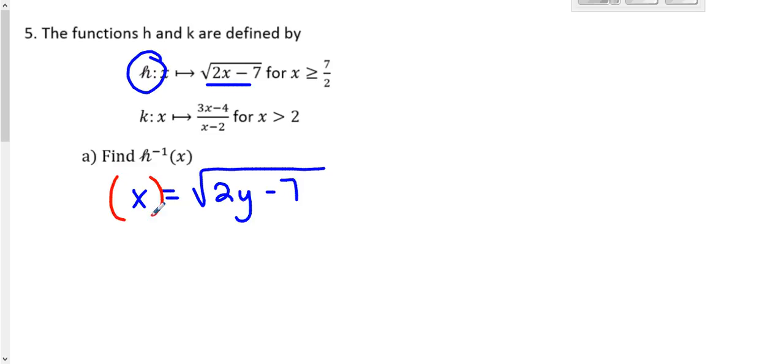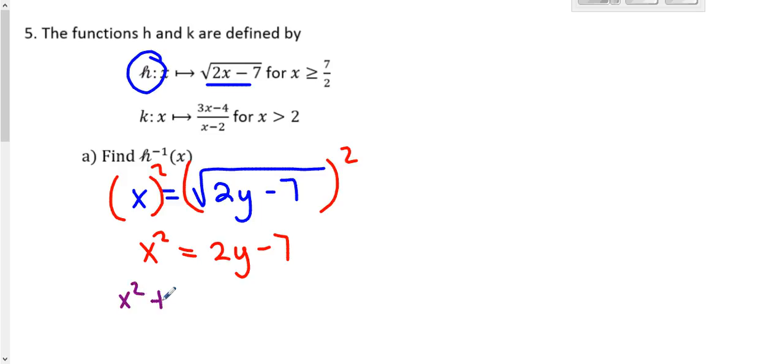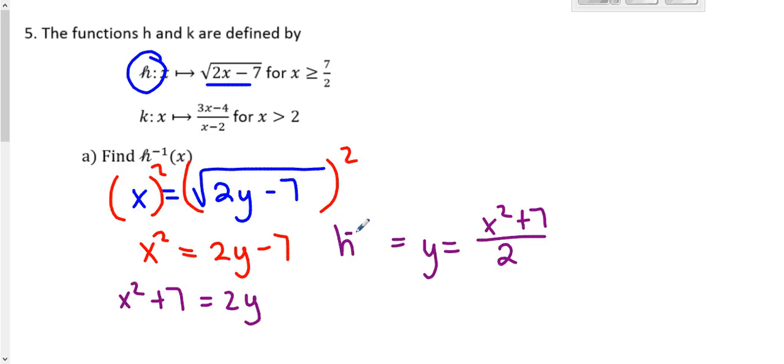So first, we need to get rid of that square root. So we need to square both sides. So this becomes x squared equals 2y minus 7. And then we can add 7. So we have x squared plus 7 equals 2y. So y equals x squared plus 7 all over 2. And this is h inverse of x. And that's it for part A.